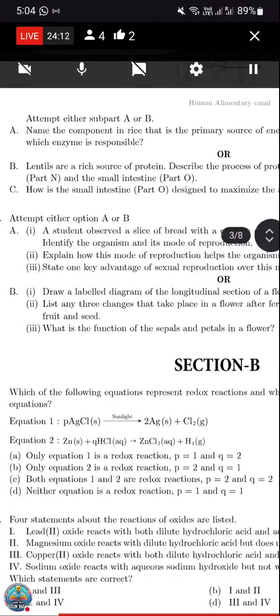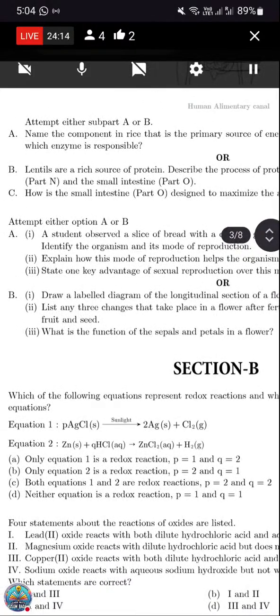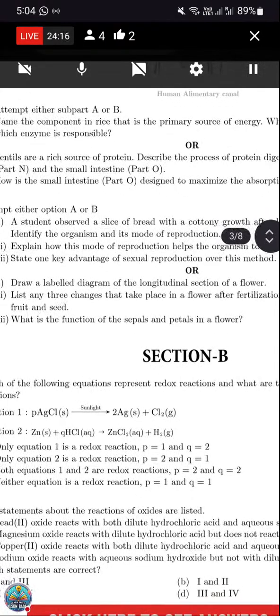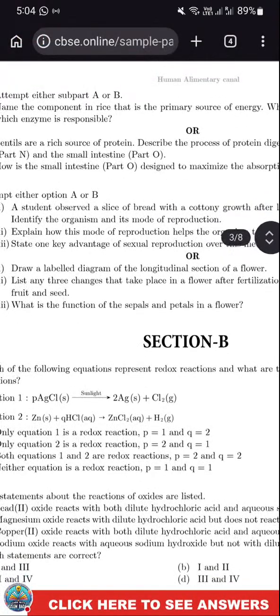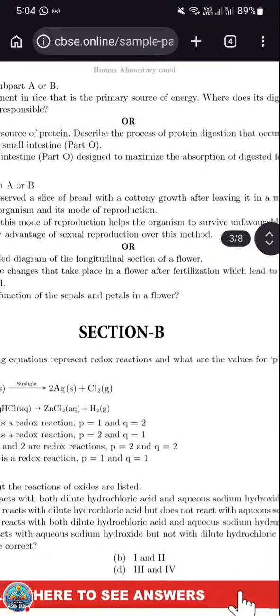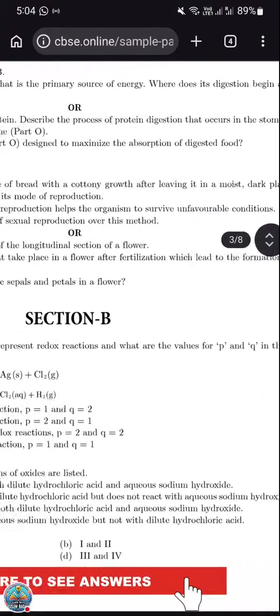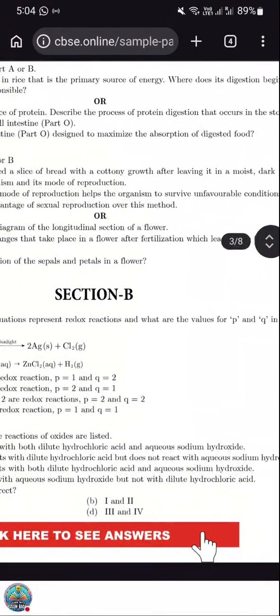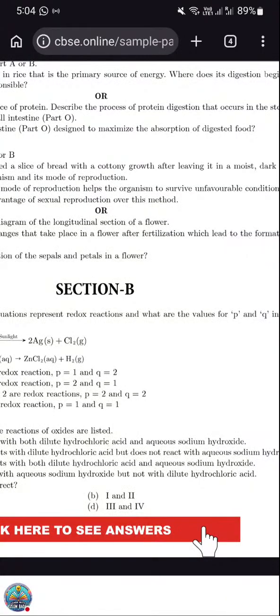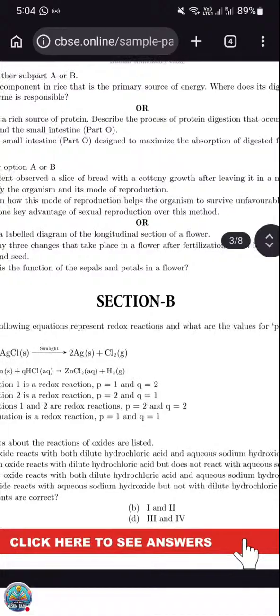Okay, next question here. Mode of reproduction in the fungus: we need to explain how this mode of reproduction helps the organism to survive unfavorable conditions. So yeah, during unfavorable conditions a cyst will be produced and the organism will multiply in that, and during favorable conditions the cyst will burst and each organism will give rise to a new individual.